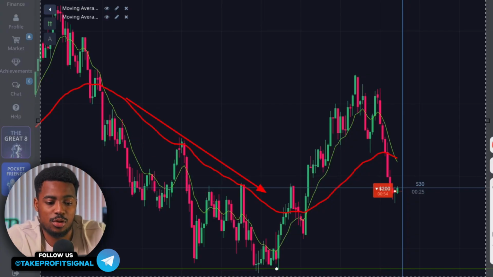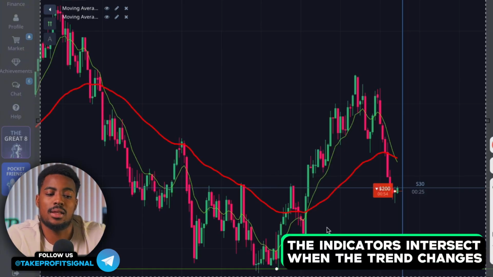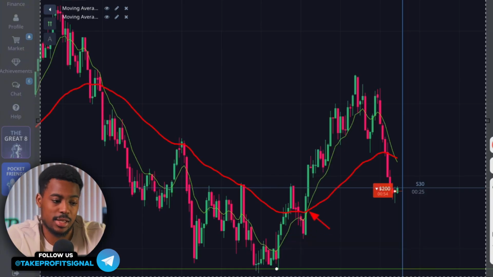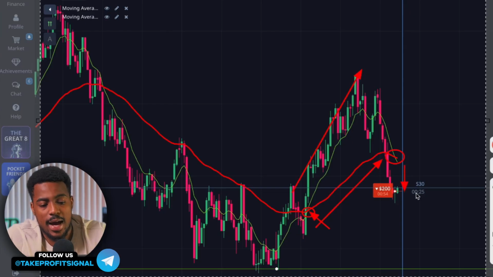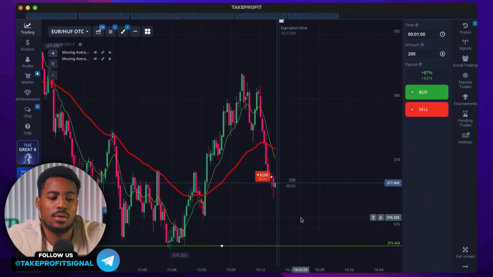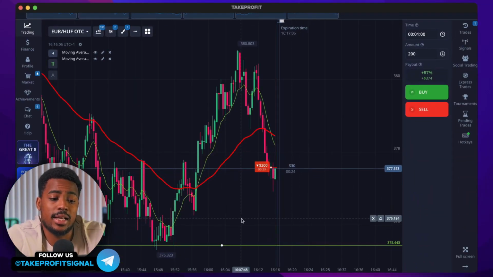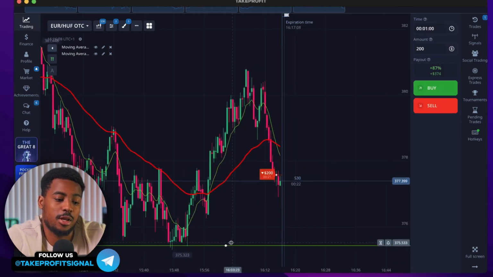Then we have a change of trend. That is, the indicators cross in this place and we have a change of trend because the green indicator is going up, the red indicator is going down too. Now we again have a crossover, and at this crossover we enter a trade on the downside, taking into account that we have a place to fall.